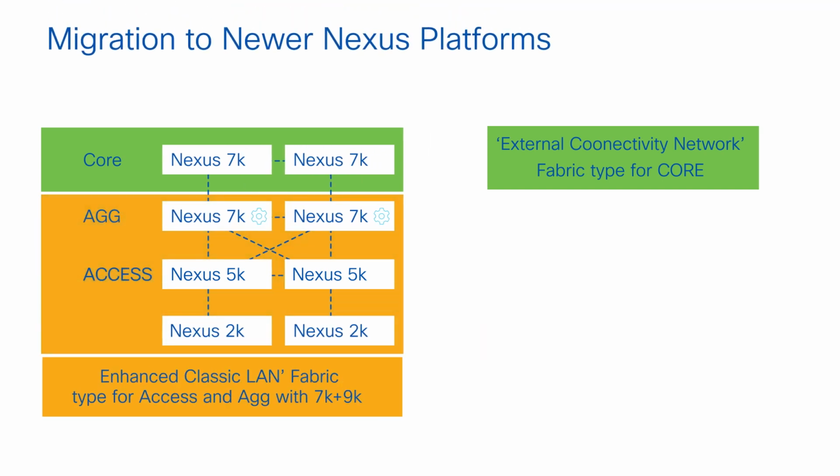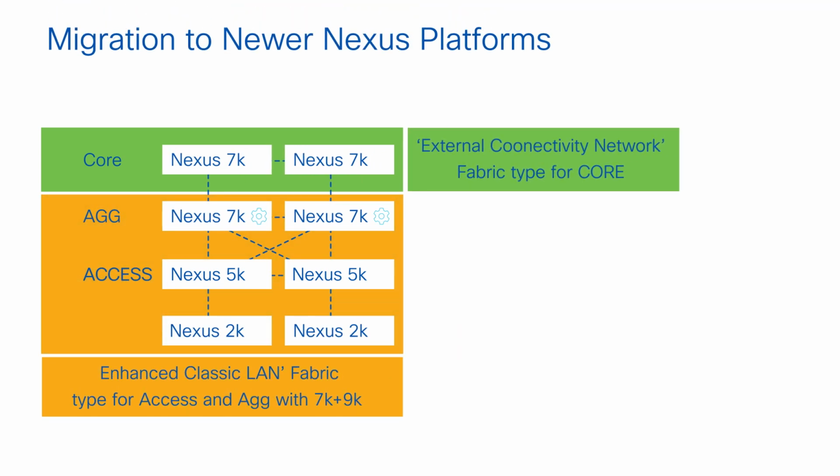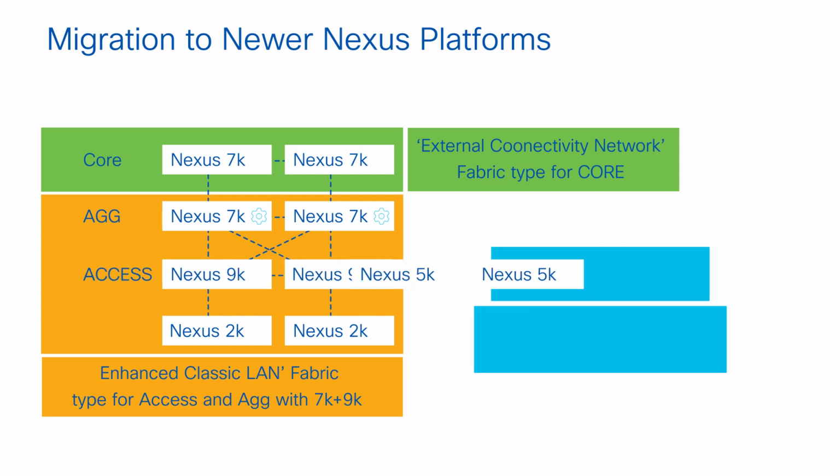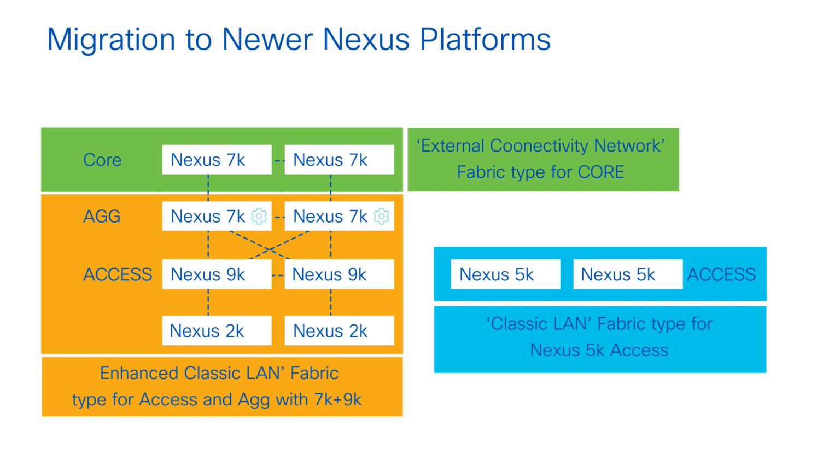Now when we want to migrate to newer platforms, what we see in the orange box is Enhanced Classic LAN. So the Nexus 5Ks can be migrated to the Nexus 9Ks, and Enhanced Classic LAN can be used to freshly provision these Nexus 9Ks. At the aggregation and core, we can still keep the 7Ks, and with brownfield support, they can be moved from one fabric type to the other with zero disruption. So that is somewhat how the new design would look.